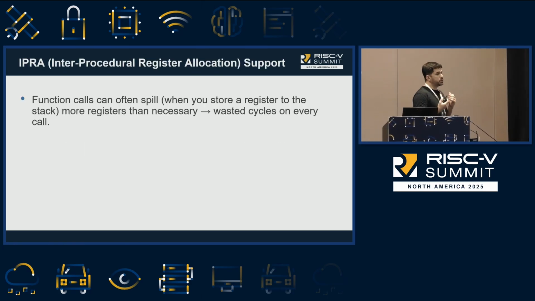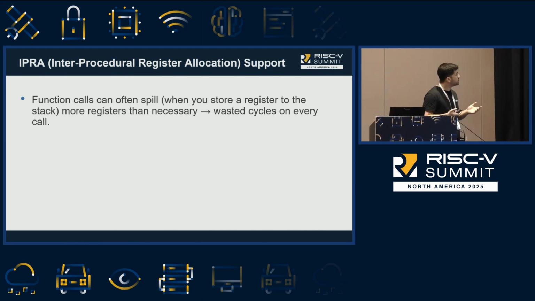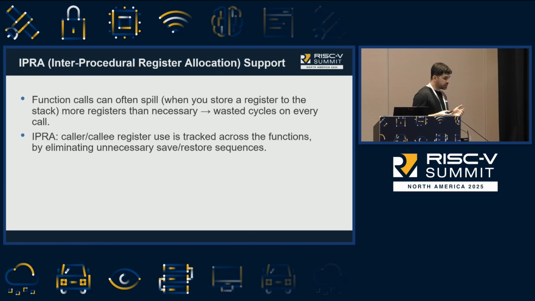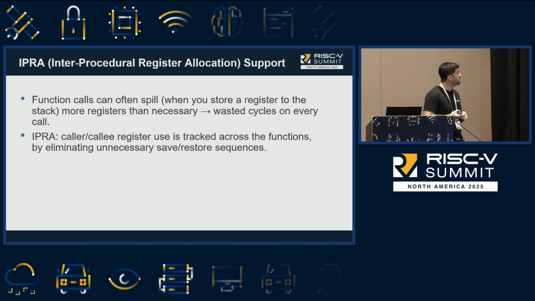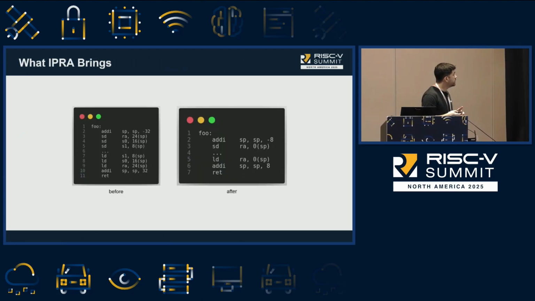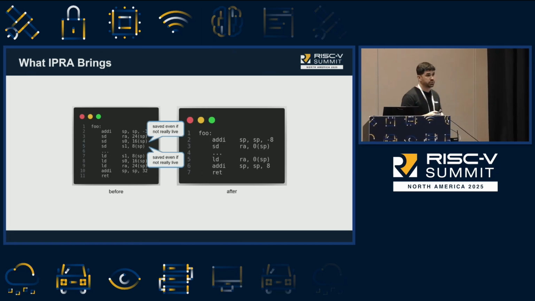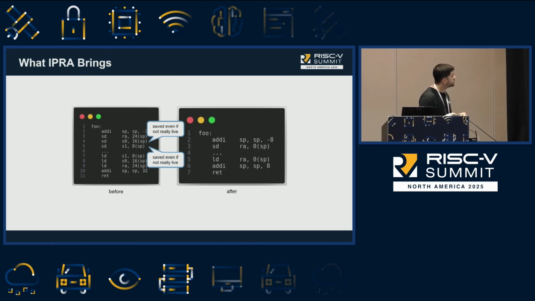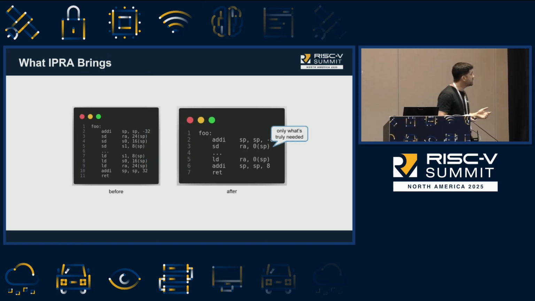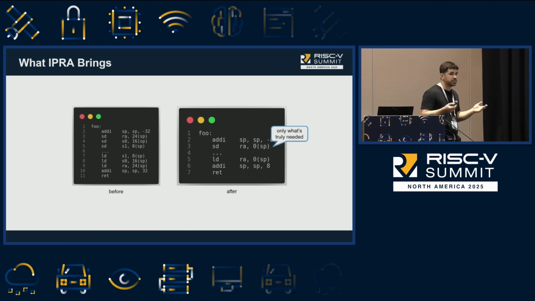So the goal here was to try to save cycles of spilling registers. Basically, LLVM would take a conservative approach when writing prologues and epilogues, and it might be spilling registers that don't need to be spilled. So again, an example here. We have a function foo, and we have 2 registers, S0 and S1. Let's assume those are not live in the function. What IPRA does is just remove those spills. There's no save or restore there because they are not needed.